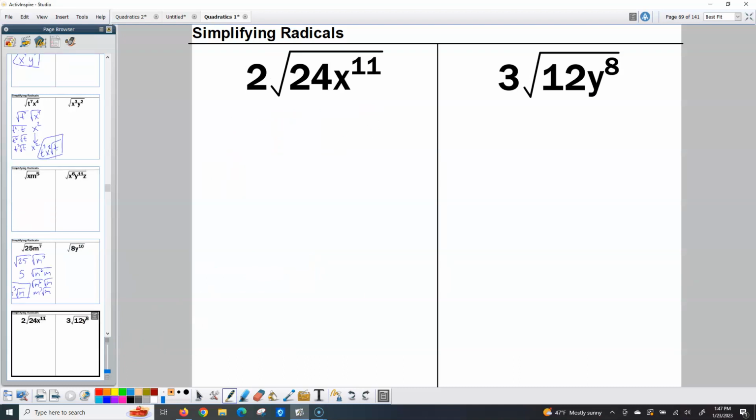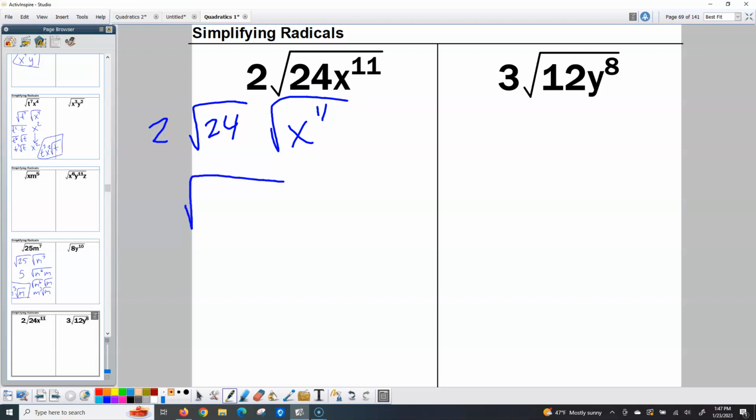Last little style of simplifying radicals. I got a number on the outside, so I've got 2. I'm just going to treat it as if it's multiplying something else. 2 times square root of 24 times the square root of x to the 11th. I don't know why I wrote so far to the left into the gray. So 2, I'm probably just going to end up bringing that all the way down. 24, the largest perfect square that goes into 24 is 4 times 6. Separate it, that'd be 4 and 6. That is 2 square root of 6.